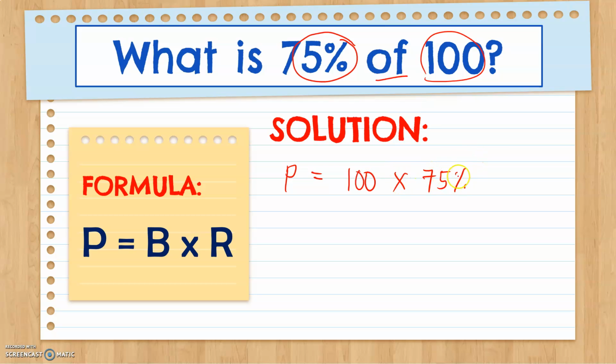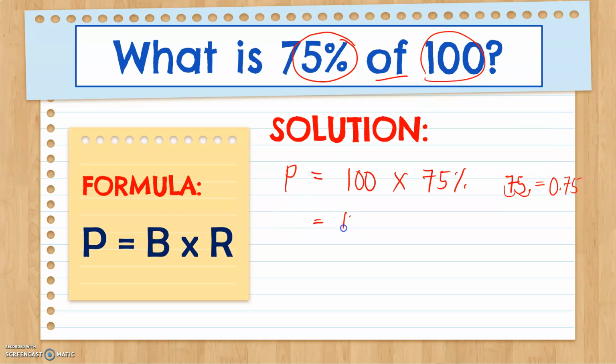But then again, 75% has a percent symbol, so we need to change it first into a decimal number. For us to do that, we'll just simply remove the percent symbol and move the decimal point of 75 twice to the left. So the decimal point of 75 is after digit 5, then we move it twice to the left. So 75% is equal to 0.75.